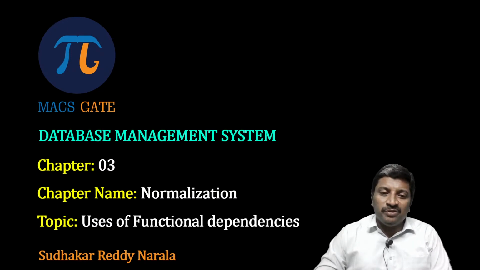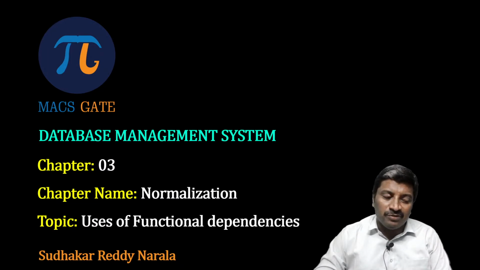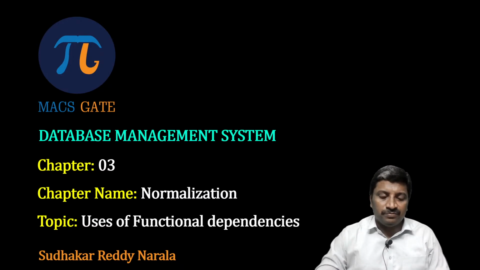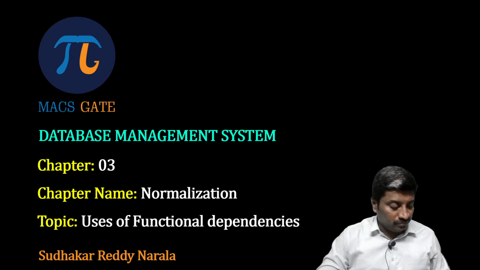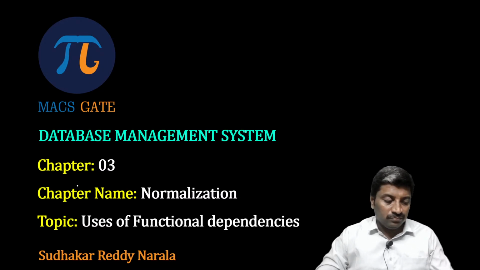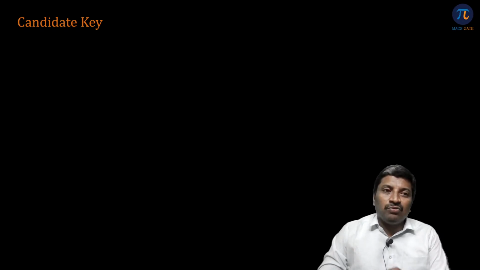Let us continue the DBMS. In the last class, we started the normalization chapter, and there we discussed functional dependencies and what the uses of functional dependencies are. So let us continue the uses of functional dependencies. In this session, we mainly focus on how to find candidate keys using functional dependencies. So let us start it.